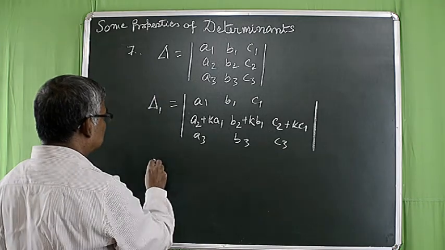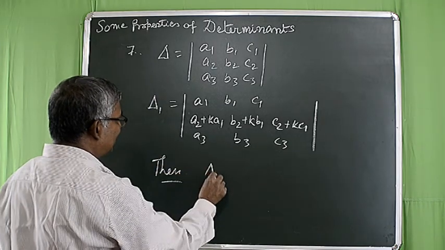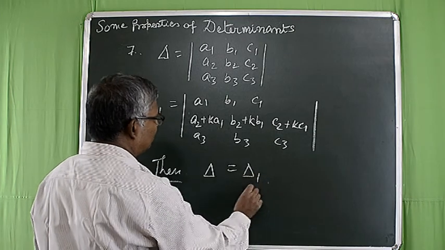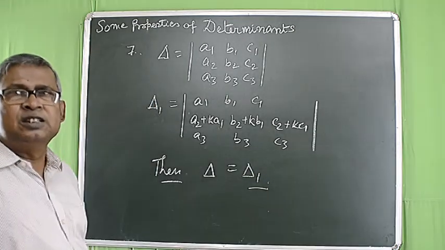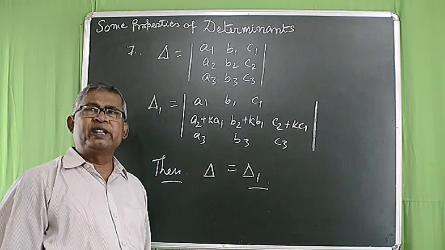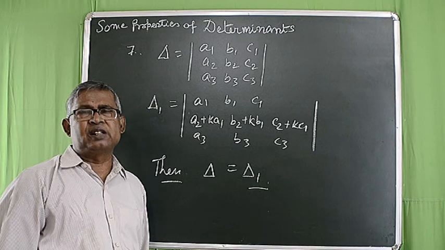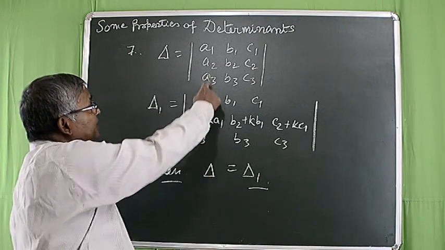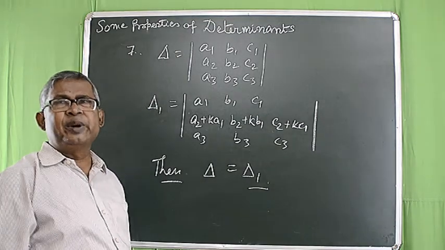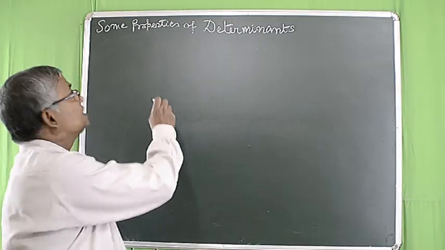Then the values of two determinants are equal. That is, if we multiply each element of any row by k, where k is a constant, and add it to any other row, then the value of the determinant remains unchanged. Let us consider the next property.